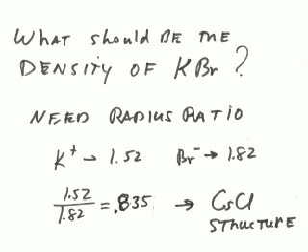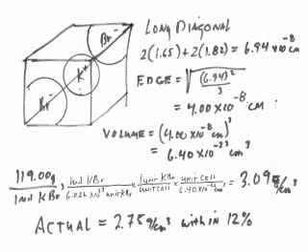Our 6-coordinate potassium would have a radius of 1.52 angstroms. The bromide, 1.82. That gives us a radius ratio of 0.835, which is way more than the 0.73 we figure is necessary to get us a cesium chloride structure. So we'd expect the structure for potassium bromide to be a cesium chloride structure.